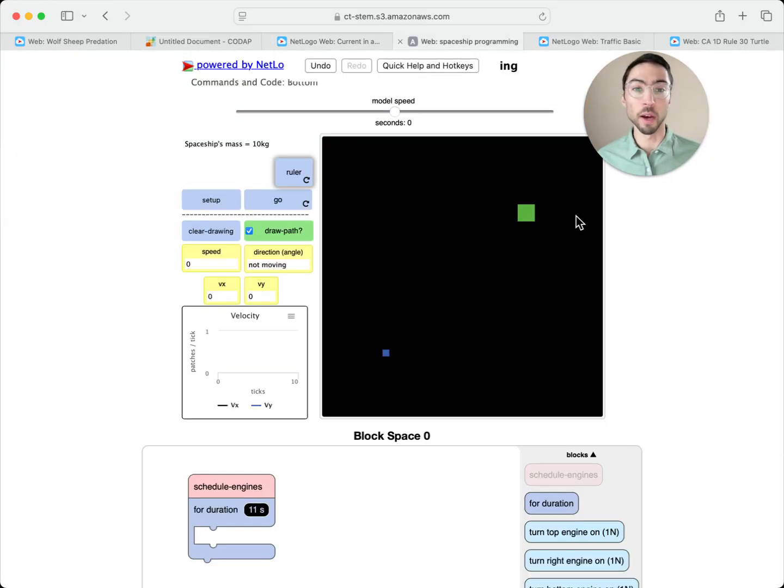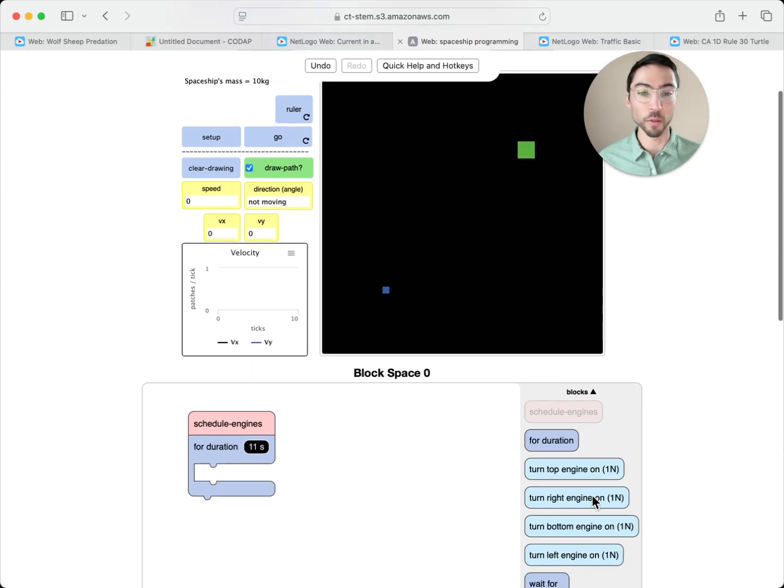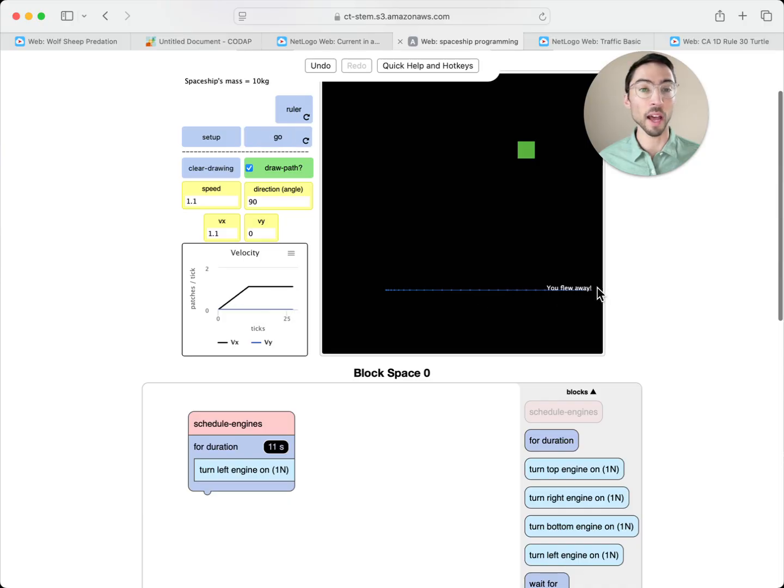Here's another physics model. This one is of a simple spaceship. With this one, students can get engaged in some simple block-based programming without needing to do text-based programming. This little blue square represents a spaceship, even though it doesn't really look like it. The goal is for students to try to get it to fly and stop on this green box over here. So if we go ahead and put this left engine block in here for 11 seconds and click setup and go, we'll see that engine turn on and the spaceship flies off to the right.